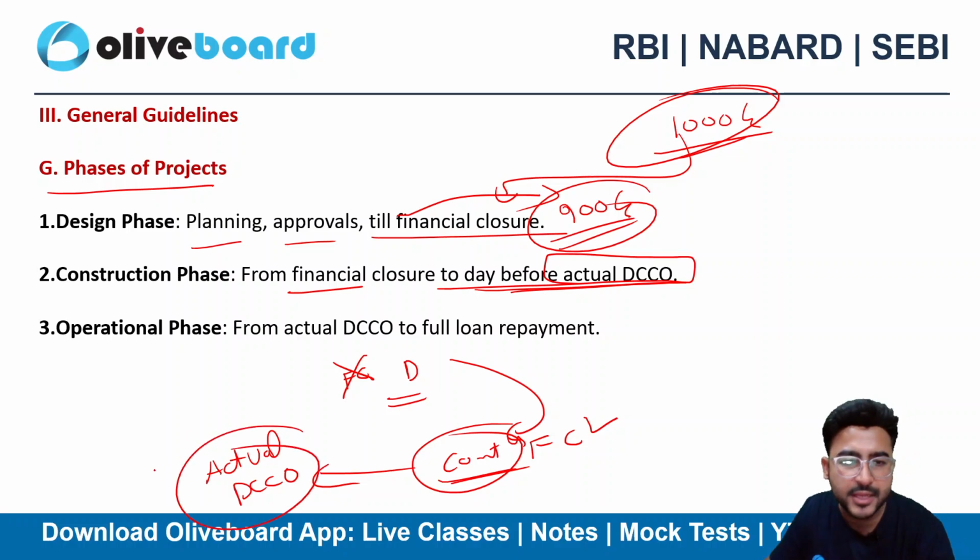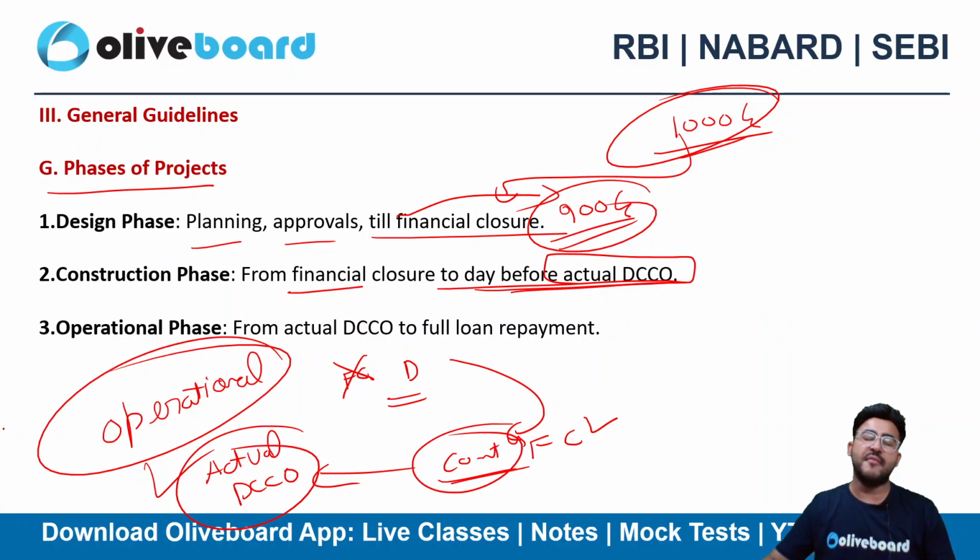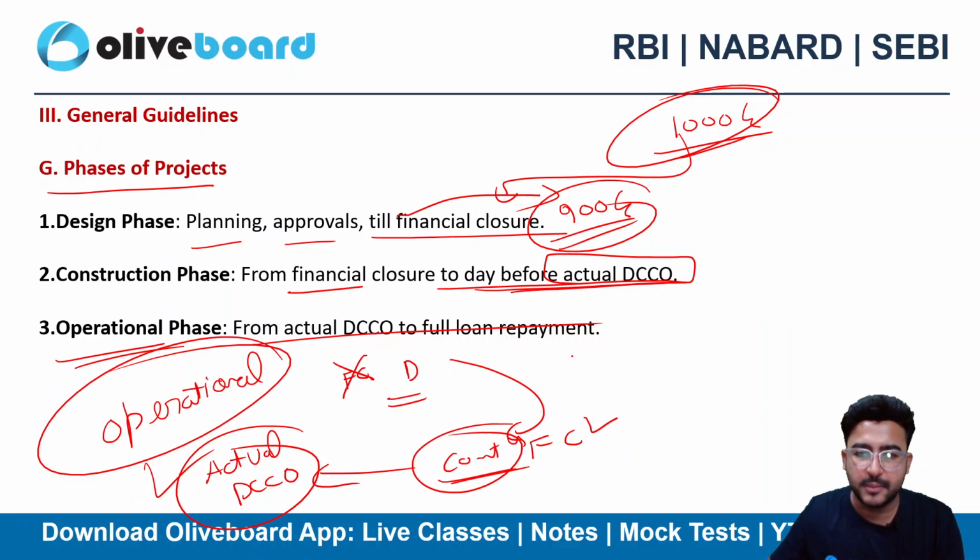The moment आपका एक्चुअल DCCO चालू हो जाता है, that's your operational phase. Now you are operating it, right? You have actually commenced that thing. So that's the operational phase, right? From the actual DCCO to the full repayment of loan.